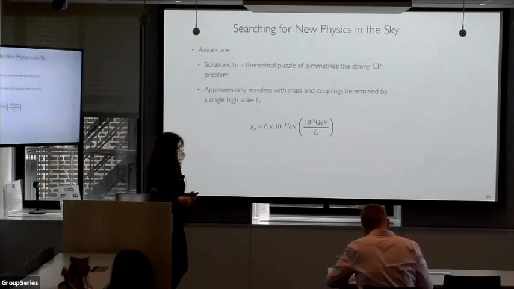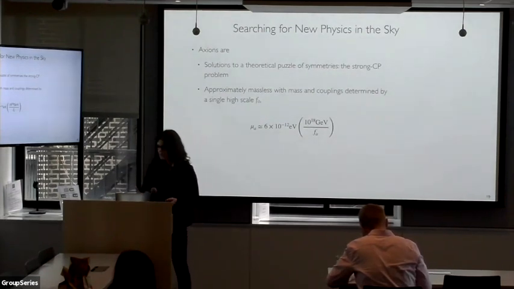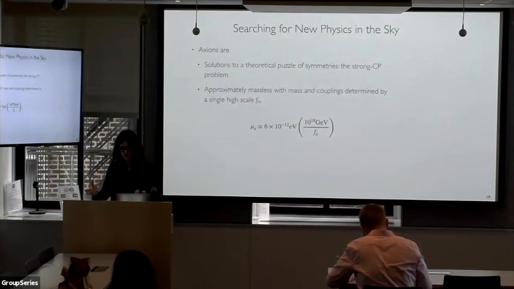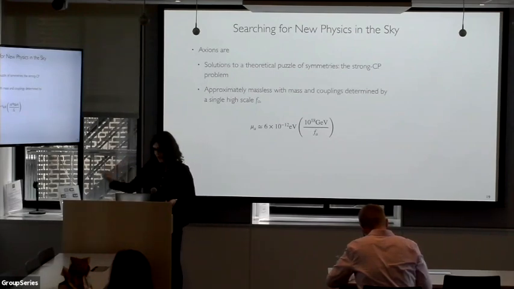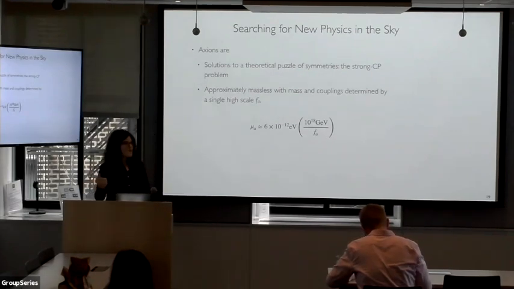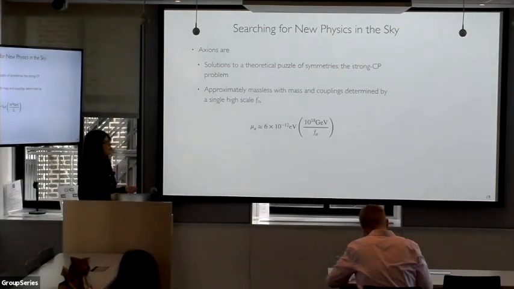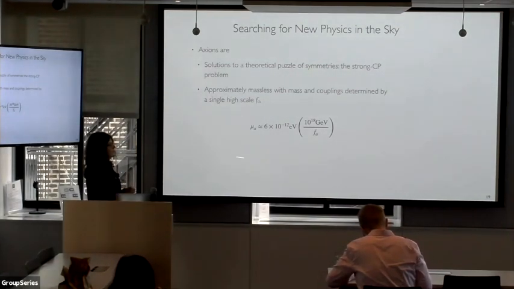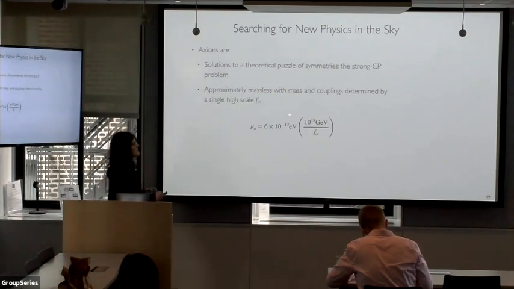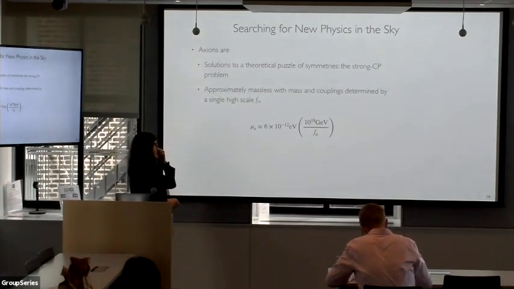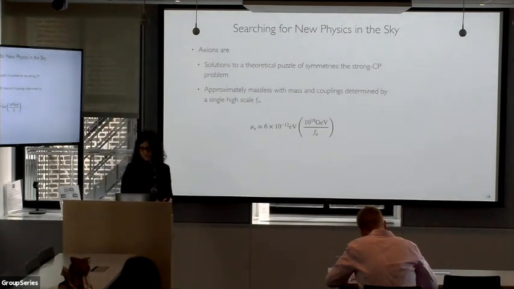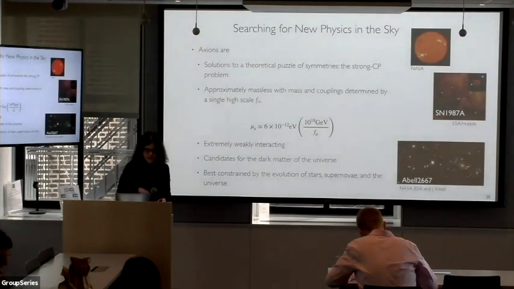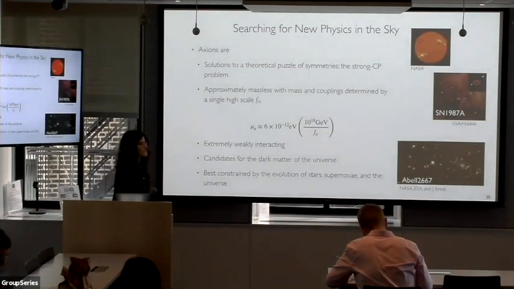The axions, as I said, are solutions to this theoretical puzzle of what's called the strong CP problem. And it's a very predictive model, which is parameterized by one high-scale parameter, Fa. So they interact very weakly, and their mass is very light. It's inversely proportional to this high-scale Fa. So the masses that I'll be focusing on are in the range of 6 times 10 to the minus 12 electron volts. As I said, they're extremely weakly interacting.